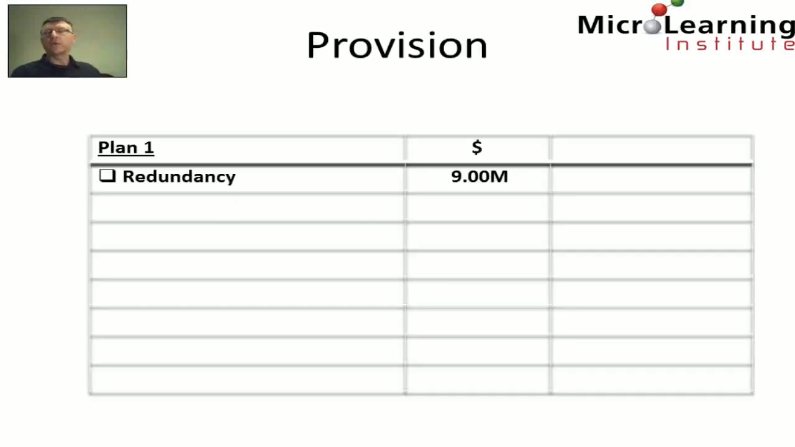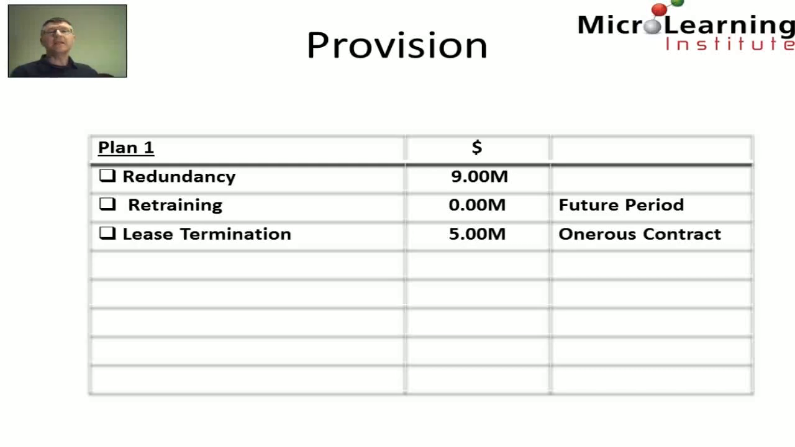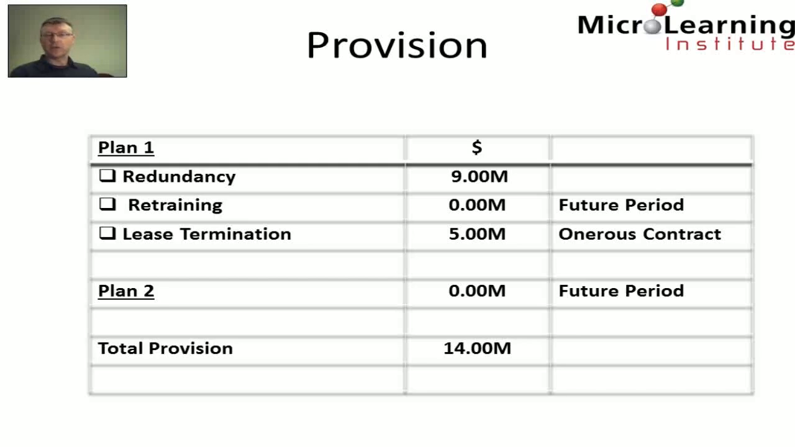So for Plan 1, there's a redundancy, and of course we have an obligation because we've been communicating individually with the selected staff, so we recognize the redundancy as a provision of $9 million. The retraining relates to future periods, so again cannot be classified as a provision. And the lease termination under IAS 37 is classified as an onerous contract and again is recognized as part of the provision. Now for Plan 2, we don't recognize anything as a provision because it relates to a future period, and as IAS 37 requires a past transaction to have occurred before we can recognize the provision, we are precluded from recognizing Plan 2. So consequently, the total provision to be recognized in the financial statements of Trailer is $14 million.